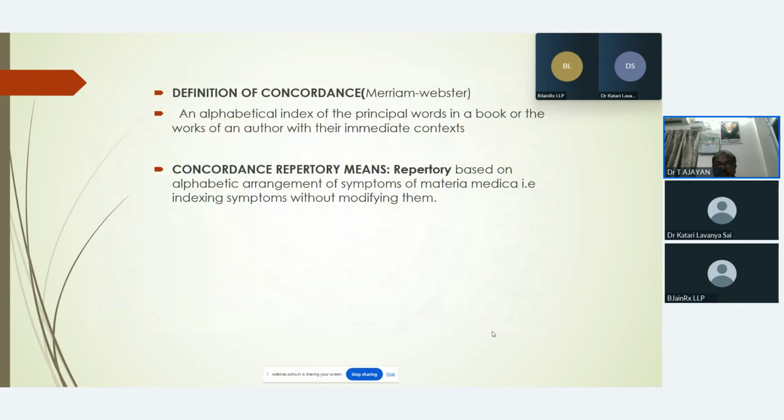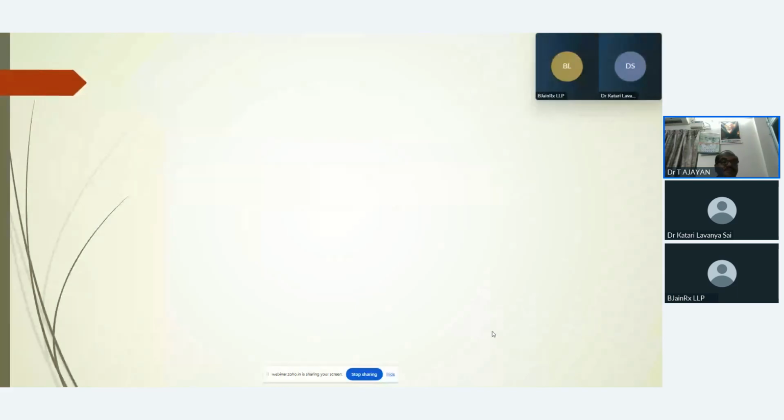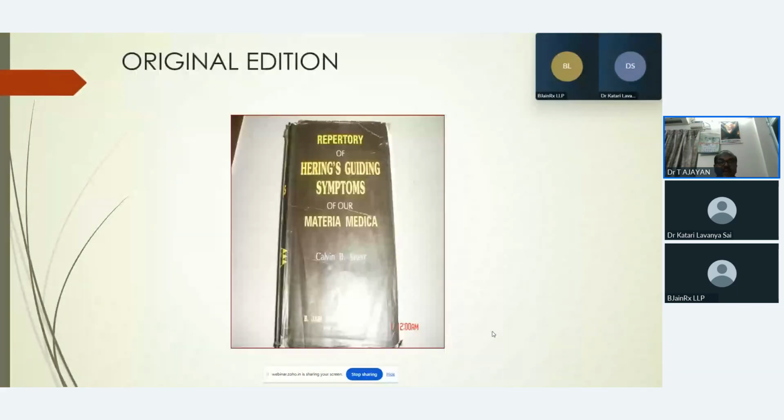Then it is a type of concordance repertory. A concordance is an alphabetical index of the principal words of a book or a work, with their context. A concordance repertory means the repertory is based on the arrangement of words. This is the original edition.